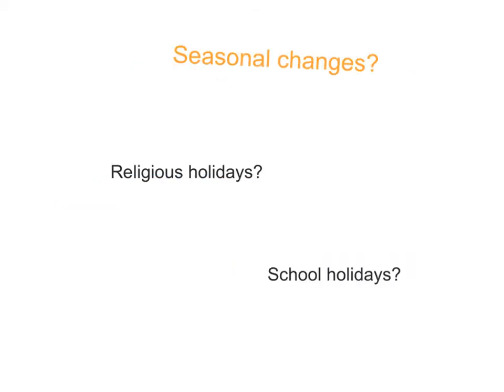Some products are also affected by seasonal changes. So during religious holidays like Easter, for example, there's an increase in the demand for Easter eggs or Easter bunnies, the chocolates. School holidays as well. So towards the end of school holidays, there's a massive increase in the demand for stationery because people are buying stationery for their kids returning to school. So some products are also affected by changes in the seasons.